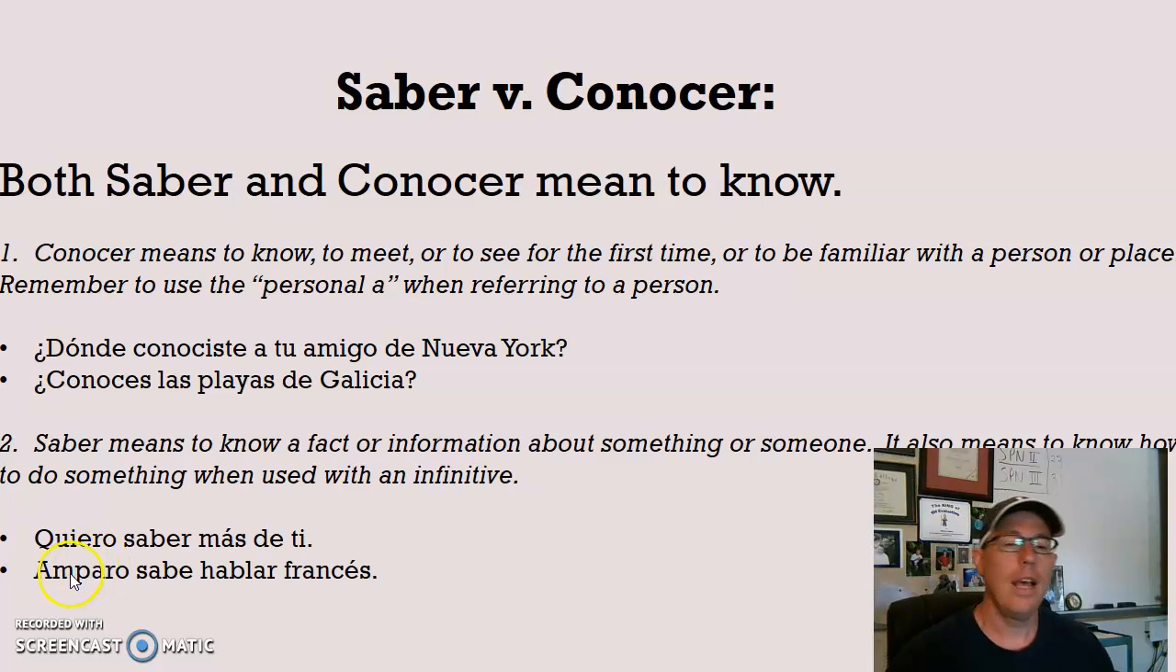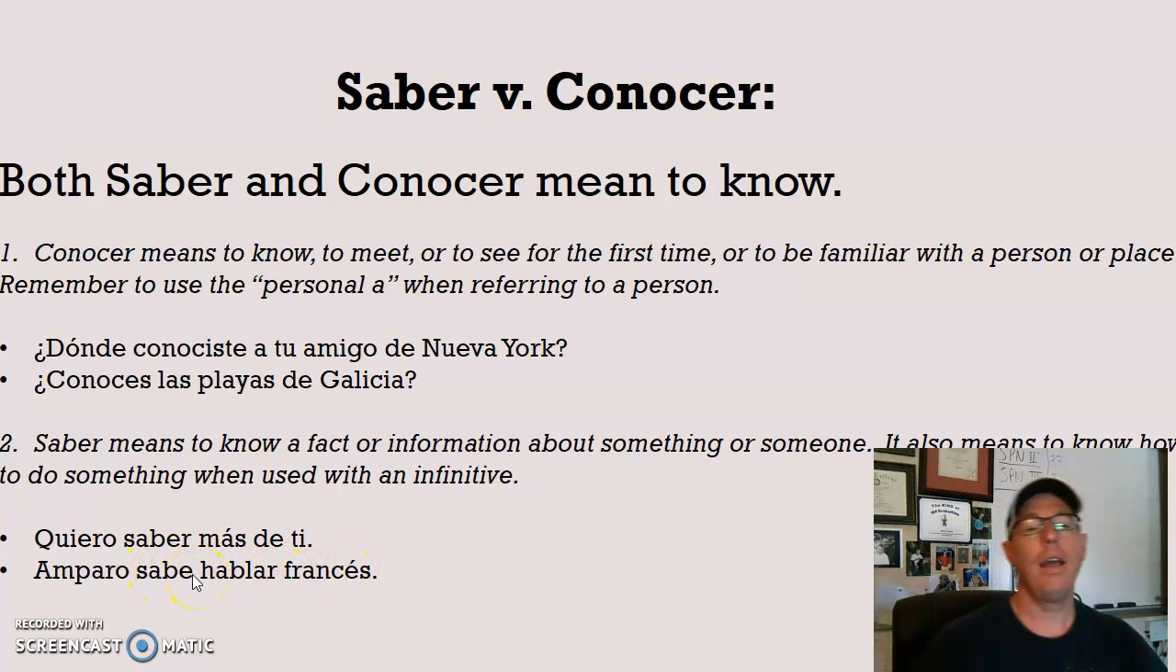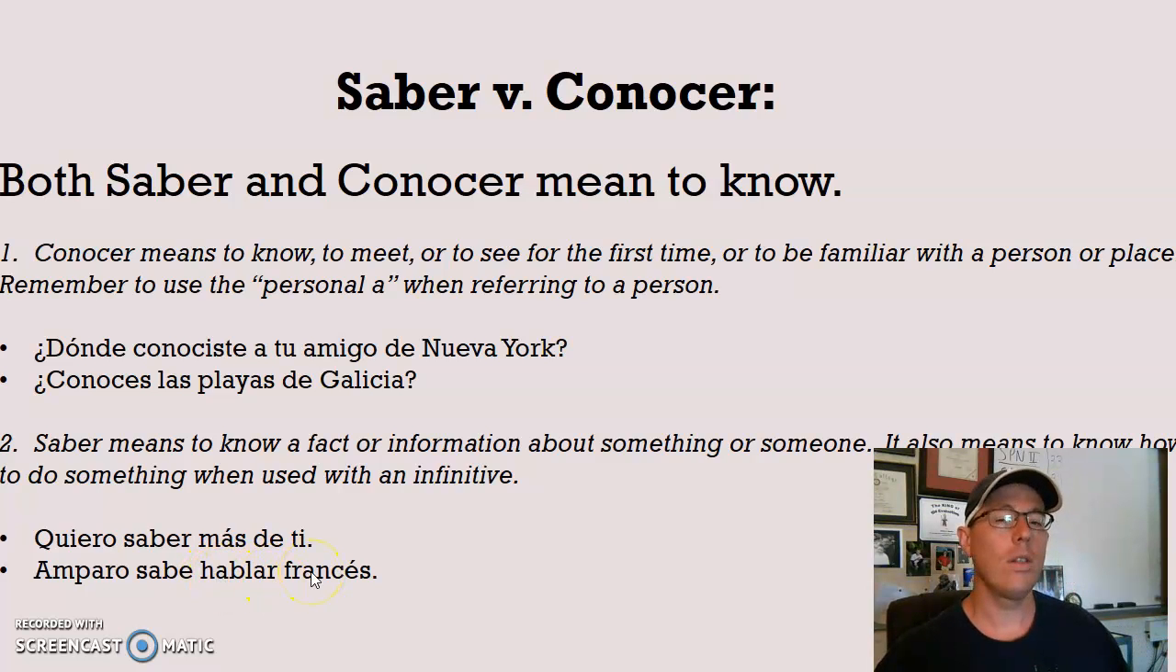Amparo, that's the name of a person. Amparo sabe hablar francés. Amparo knows how to speak French. Now, the word how isn't in there, but it's sort of understood and hinted at. Okay, so Amparo knows, that's a conjugation of saber. Hablar is to speak French. So if you had to do it literally, it's Amparo knows to speak French. But in this connotation, it's how to speak French. So hopefully that is fairly clear for you.